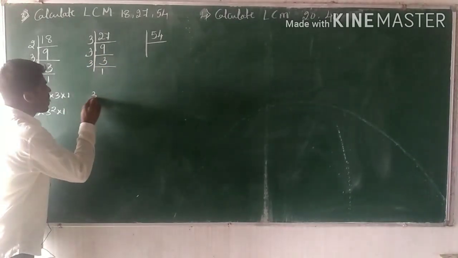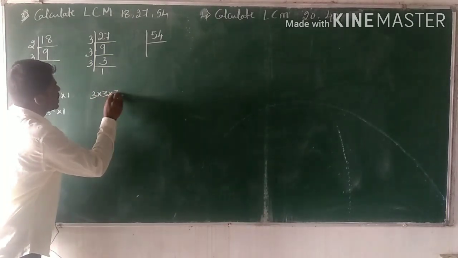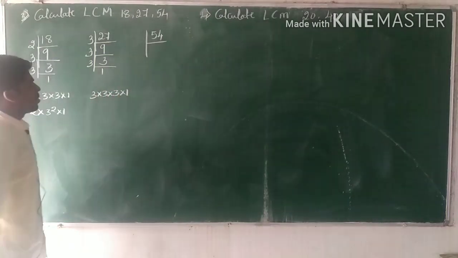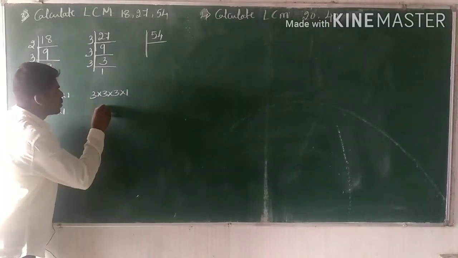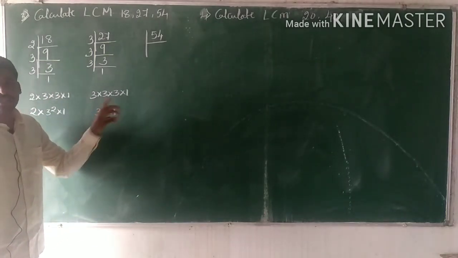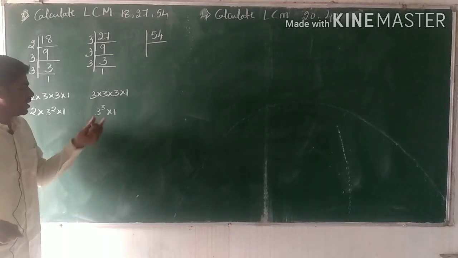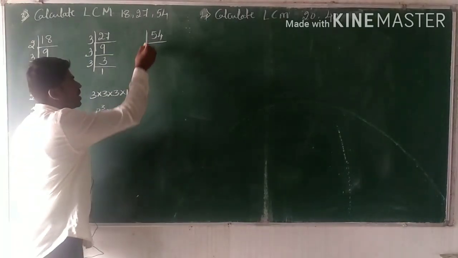I will write 3 into 3 into 3 into 1. I will write this one as 3 cube into 1, because here 3 is repeated 3 times. That's why I will write 3 cube into 1. Okay, next I will write this one.